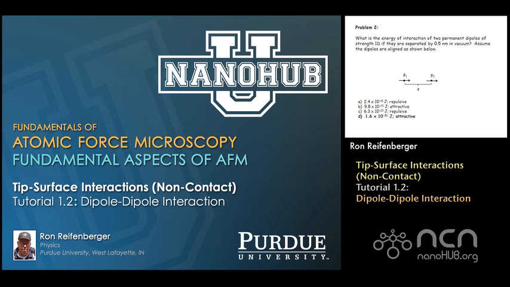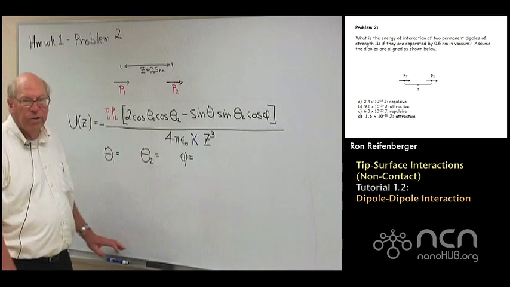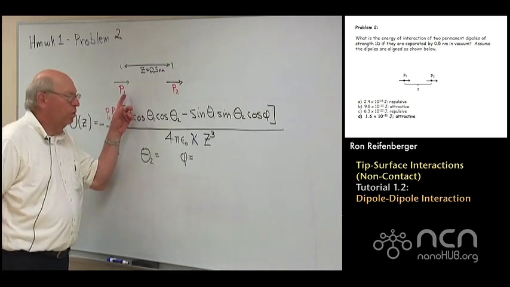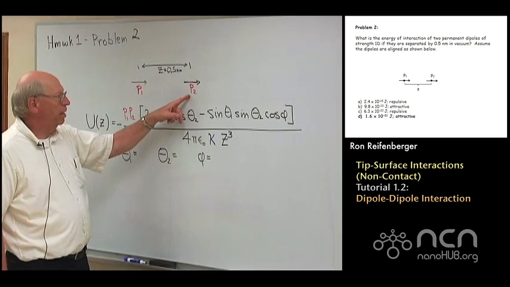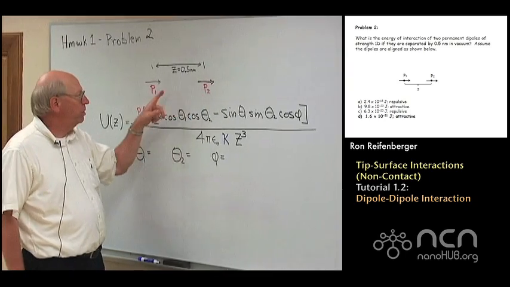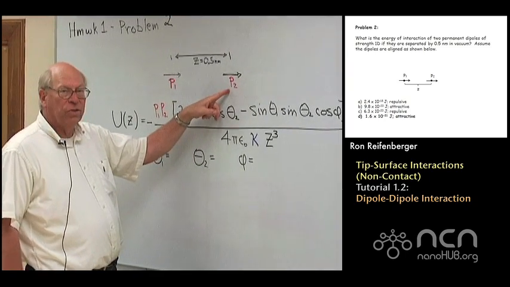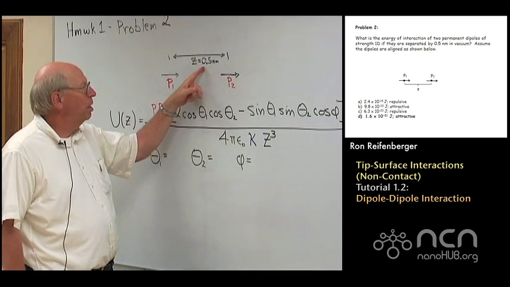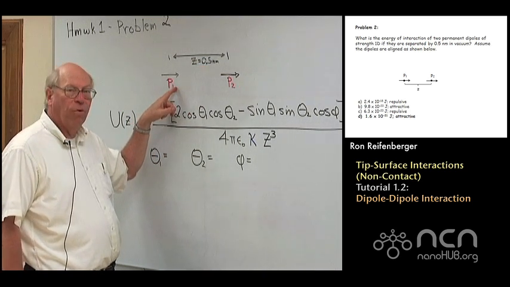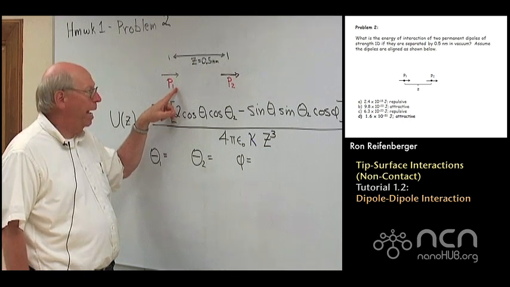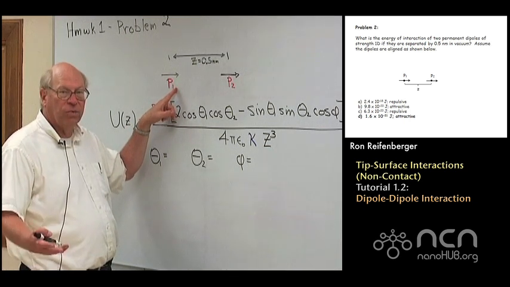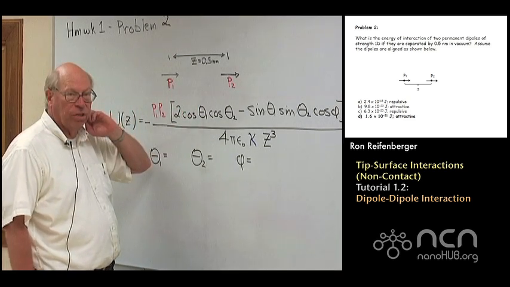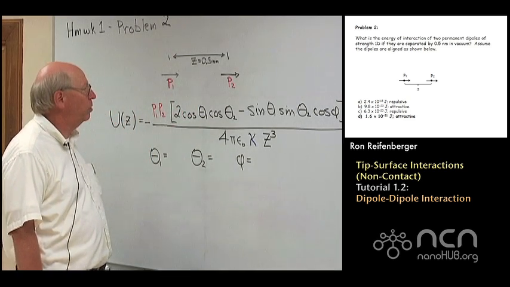nanoHUB-U, online instruction. Hi, we're here to discuss the second homework problem of week 1. The second homework problem asked you to calculate the interaction potential energy between two dipoles that are separated from one another by a distance of 0.5 nanometers. The strength of the dipole moment is given as 1 debye, and the question is, what's the electrostatic potential energy that these two dipole moments will experience when they're this close to one another?